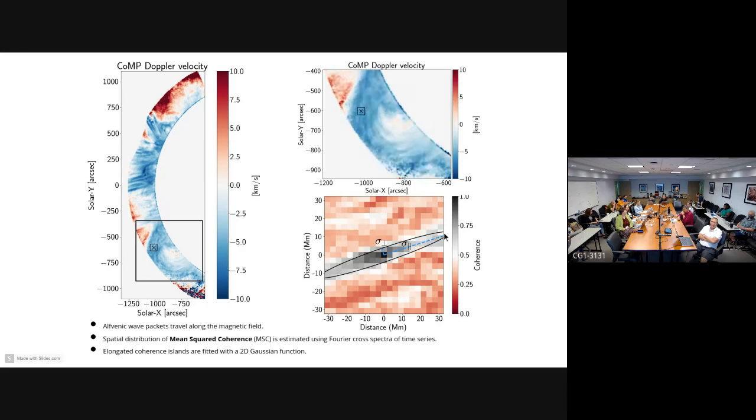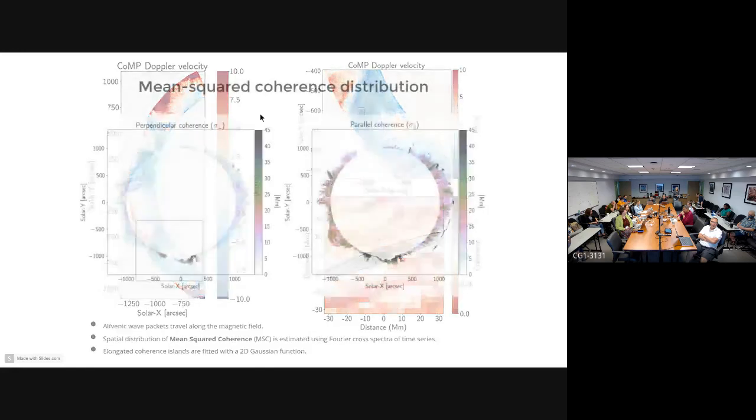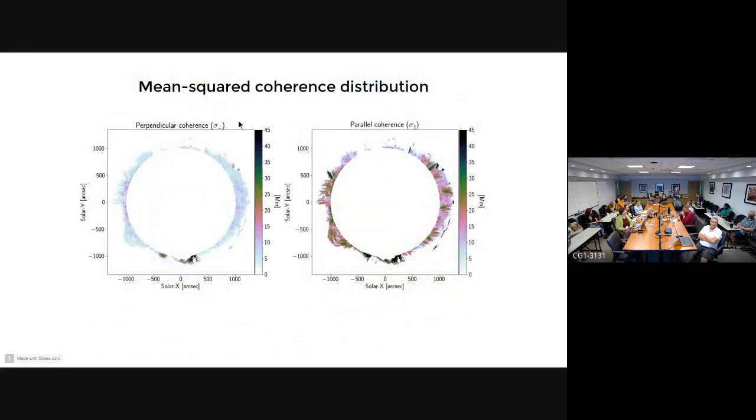The magnetic field stretches the eddies in the direction along the magnetic field itself. We have checked this with the wave tracking software as well, and this is basically the direction of the magnetic field. We then fit these elliptical islands with a 2D Gaussian function, so we can get an estimation of the parallel coherence and also of the perpendicular coherence. We can repeat this process for the entire corona, and when we do, we get a map. So we have this map for the coherence in the perpendicular direction, and we have also got one for the parallel direction.